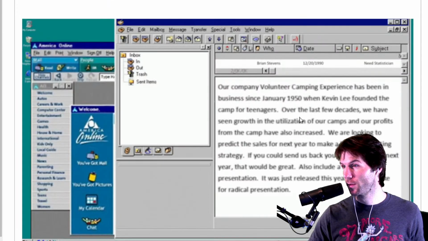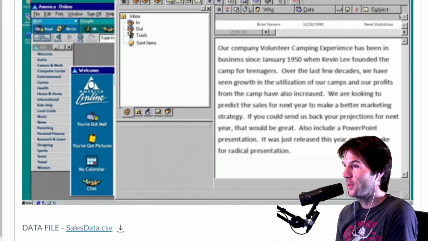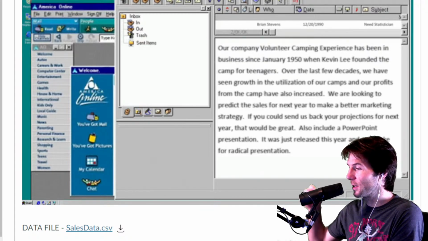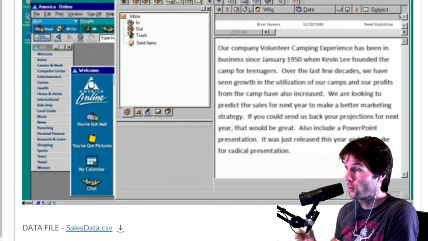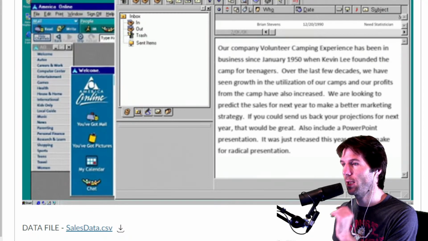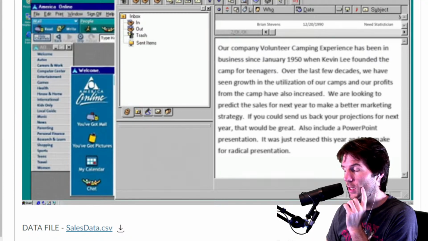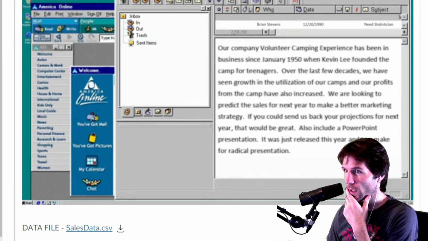Let's read this. Our company, Volunteer Camping, has been in business since January 1950 when Kevin Lee founded the camp for teenagers. Over the last few decades, we've seen growth in the utilization of our camps, and our profits from the camp have also increased. We're looking to predict the sales for next year to make a better marketing strategy. If you could send us back your predictions for the next year, that'd be great. Also include a PowerPoint in your presentation.